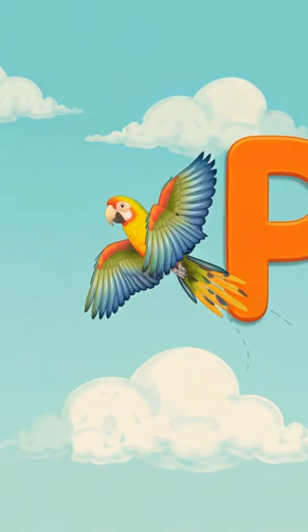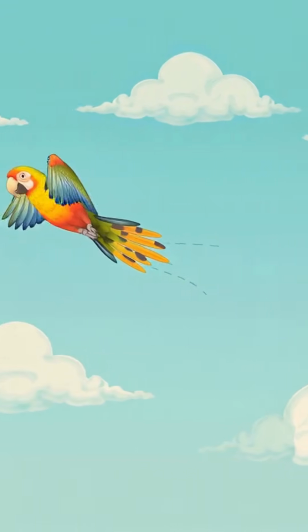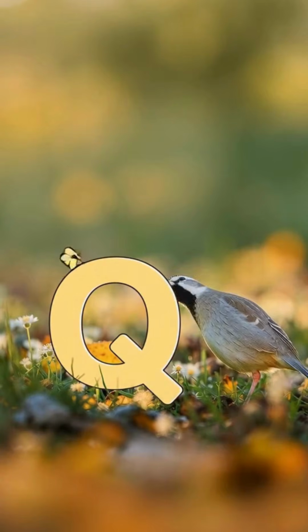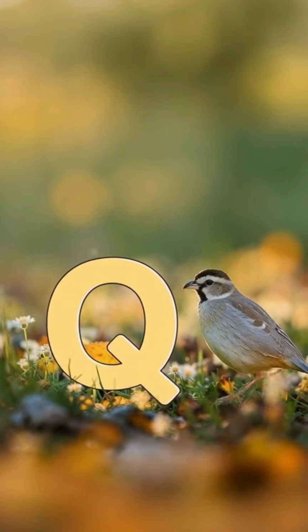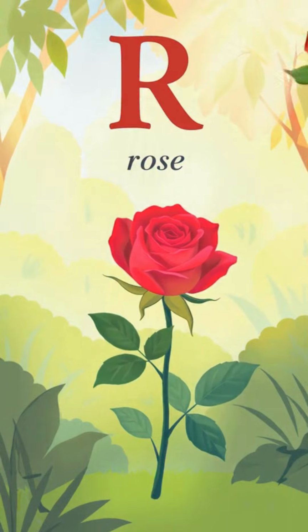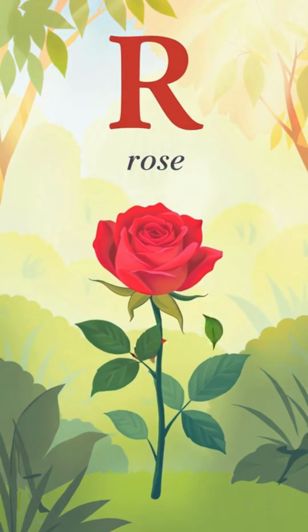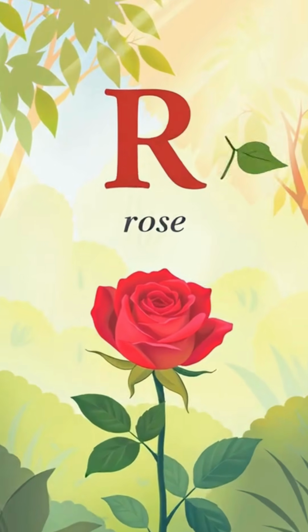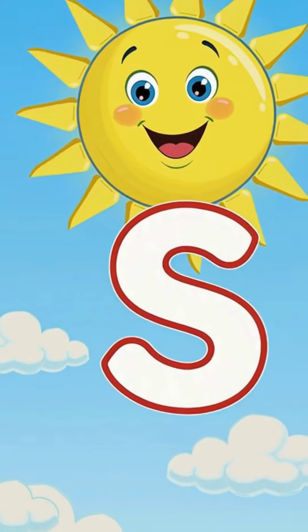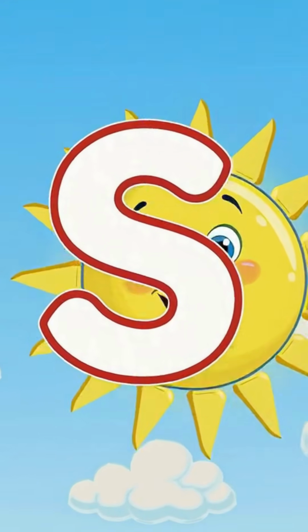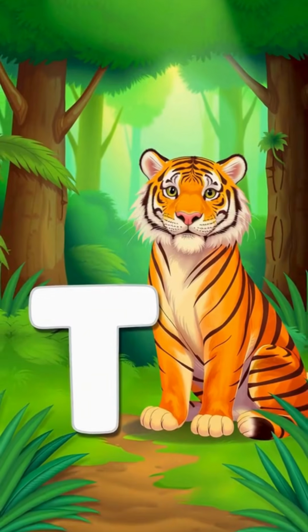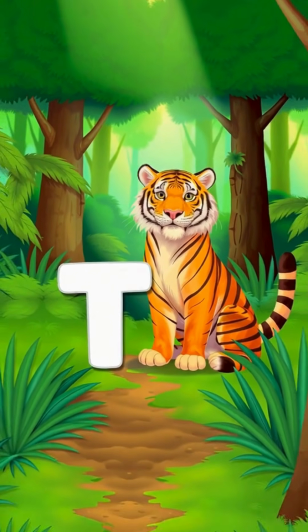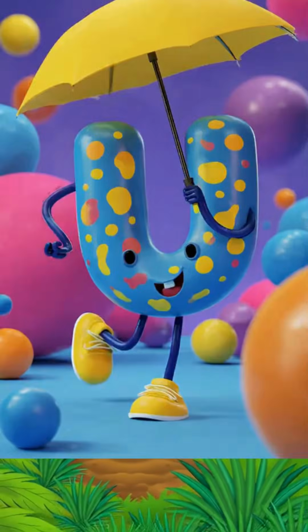P is for parrot, p, parrot. Q is for quail, q, quail. R is for rose, r, rose. S is for sun, s, sun. T is for tiger, t, tiger.